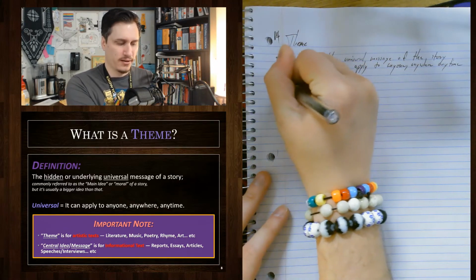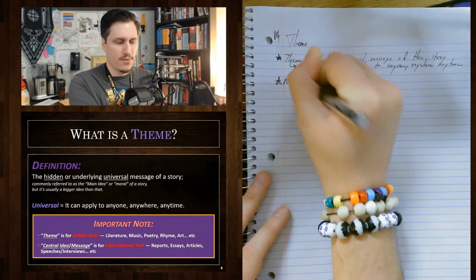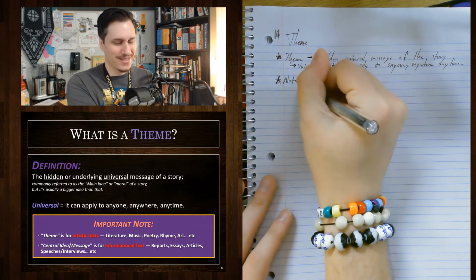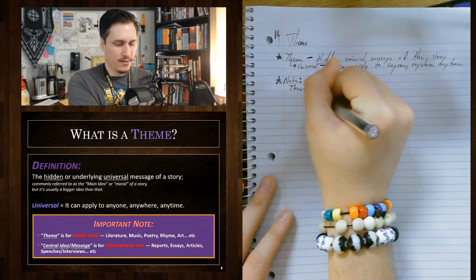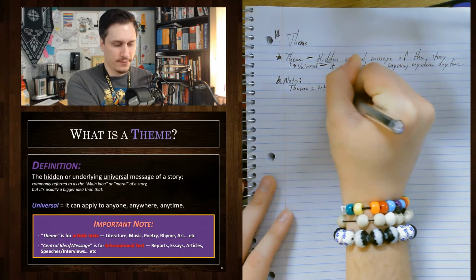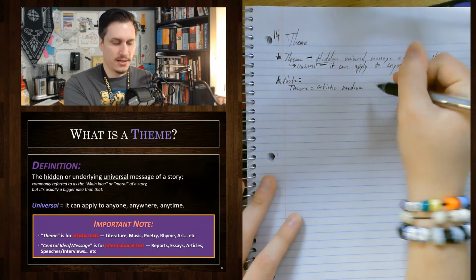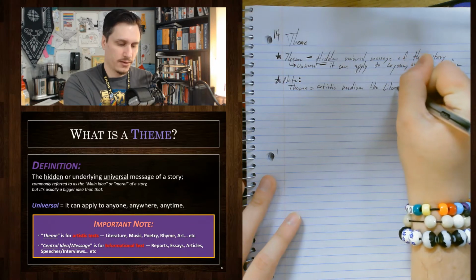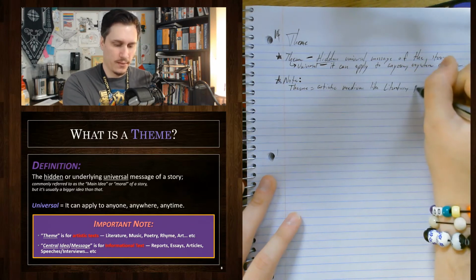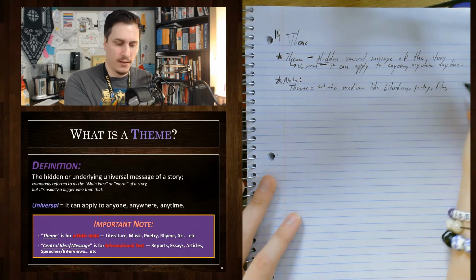Now, I'm not really sure how to word that in the best way possible, but in my notes, I'm just going to put a little note down here. Just say, note. And this is how it makes sense to me. This may not make sense to you, but I'm going to say theme equals artistic medium, like literature, poetry, film, songs, etc.